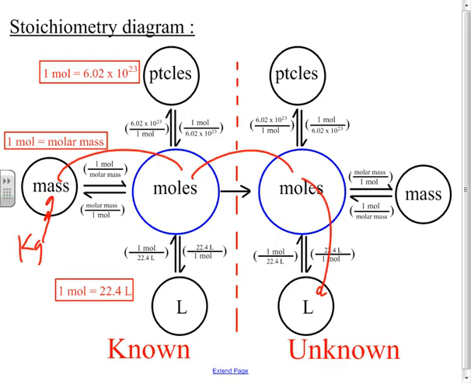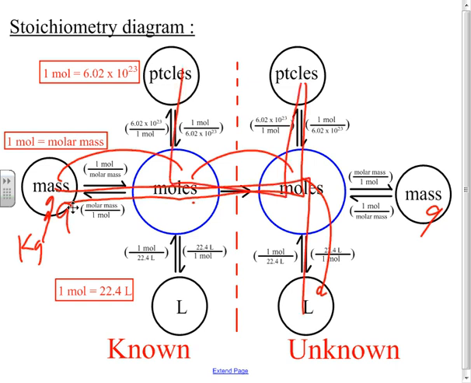So again, everything is just going to be variations of the same thing. We can go grams to moles to grams. We go grams to moles to particles. We go grams to moles to liters. We go particles to moles to particles. You get the idea. The only new step in stoichiometry is using the balanced chemical reaction to convert moles in one substance to moles of another substance in that same balanced chemical reaction.